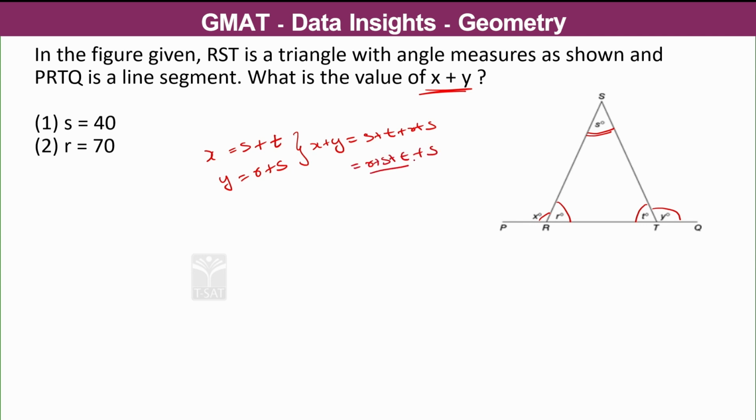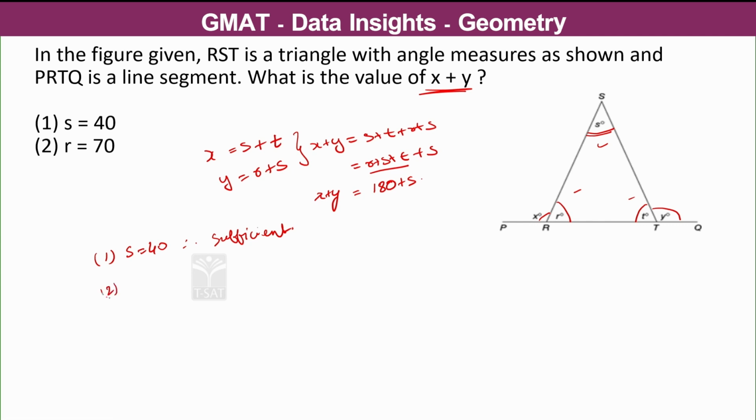R plus S plus T is the sum of the 3 interior angles of a triangle, which is equal to 180. So, 180 plus S is the value of x plus y. So, let us look at the first statement here. The first statement is giving us that S is equal to 40. Therefore, this is sufficient information to answer the question. X plus y is 180 plus S, that comes out to be 180 plus 40, that is 220.